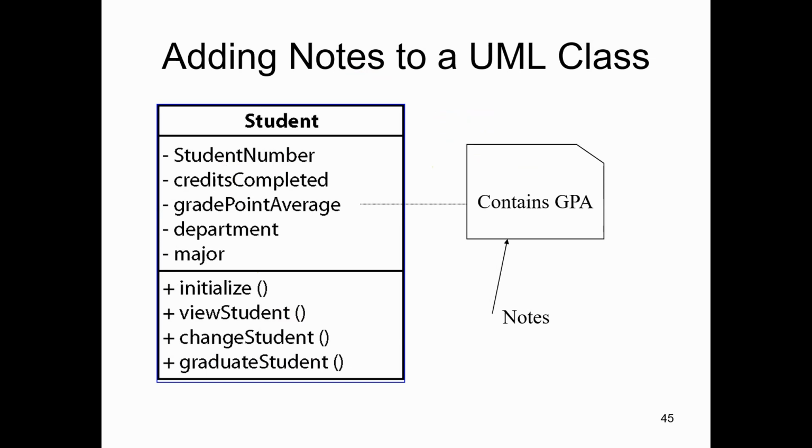And also, for any UML diagram, not just a class diagram, you can add a note. Here is an example of the class Student, and here the GPA. The note shows that this attribute contains the GPA of the student.